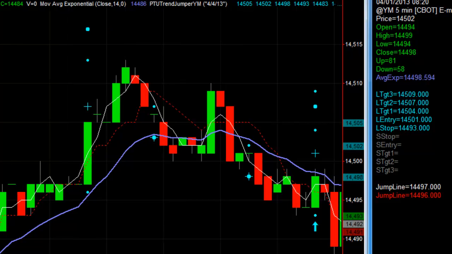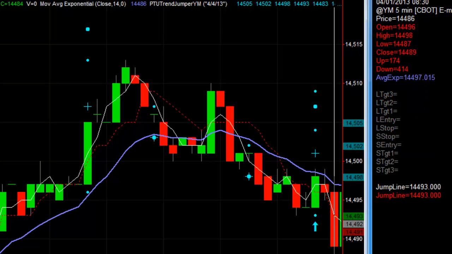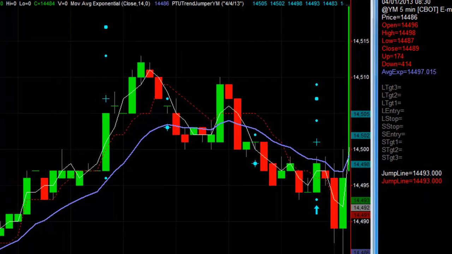Let's see what happens. Notice that it comes down, you have a red bar, it looks like it might cancel, but notice that the jump lines are on top of each other. We do not have the confirmation line closing below the jump line, so the trade is still valid.